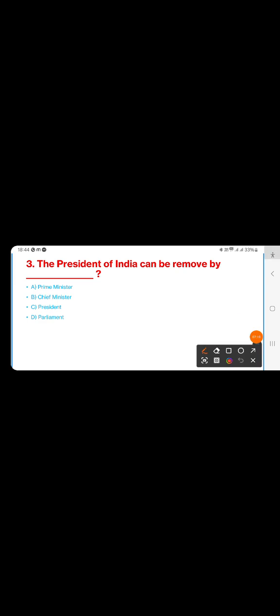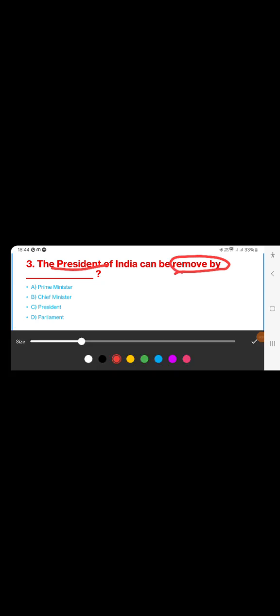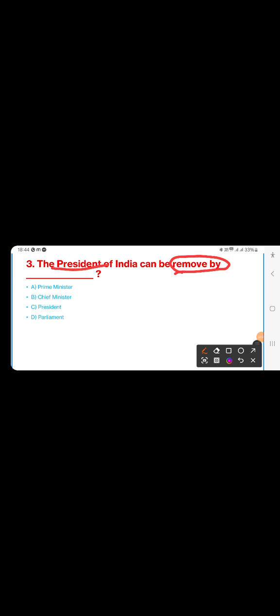Must all of you, before I am reading, you must be reading at once. The President of India can be removed by. Important question, and these are the repeated questions coming again and again in the exam. So first, we understand the role of the President and who the President of India is.